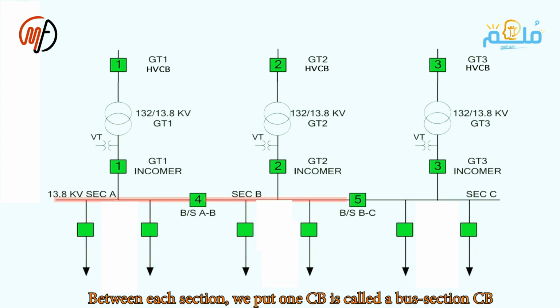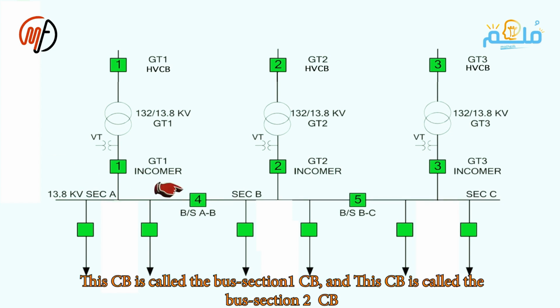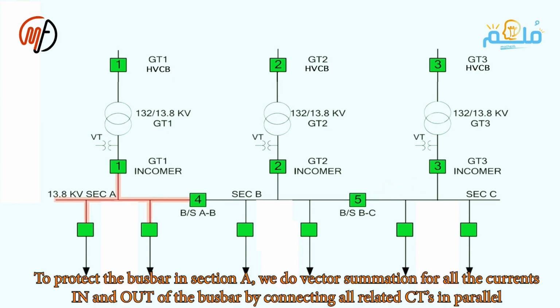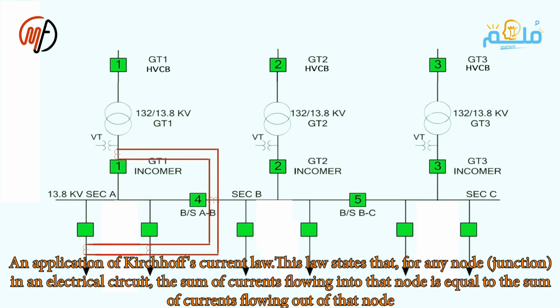Between every 2 sections, a circuit breaker is placed, referred to as a bus section. So the first section is called Section A, the second section is called Section B, and the third section is called Section C. This circuit breaker is called bus section 1, and this circuit breaker is called bus section 2. To protect the bus bar in Section A, we combine the directions of all incoming and outgoing currents by connecting all the currents in parallel in accordance with Kirchhoff's current law. Currents in equal currents out.